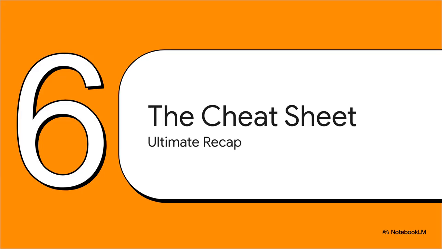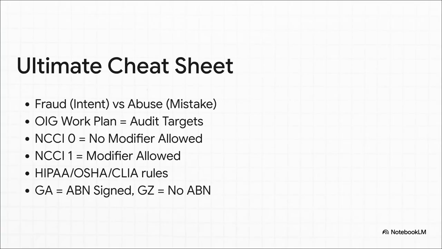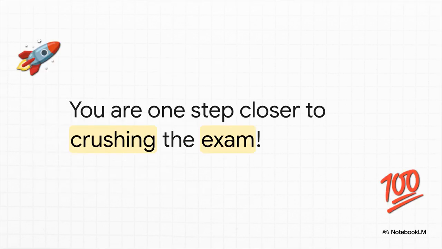And finally, Section 6, the cheat sheet outro. Get your cameras ready and screenshot this right now. These are your 5 golden rules for the exam. Fraud requires intent. Abuse is a mistake. The OIG work plan equals audit targets. NCCI indicator 0 means no modifier. 1 means you can unbundle if it's distinct. HIPAA is privacy. OSHA is safety. CLIA is labs. And finally, GA means you got it all signed. GZ means 0 ABN.